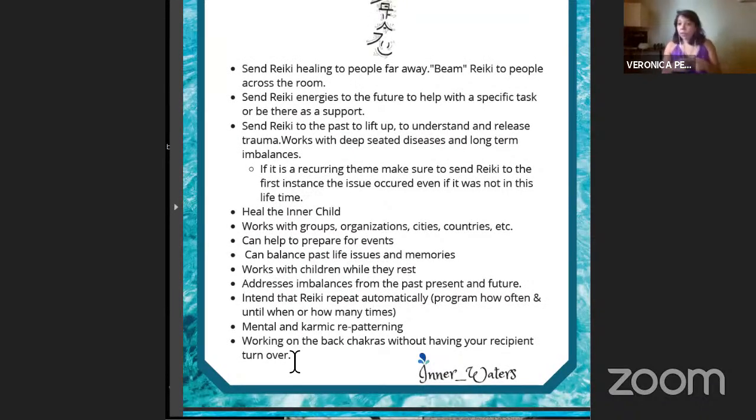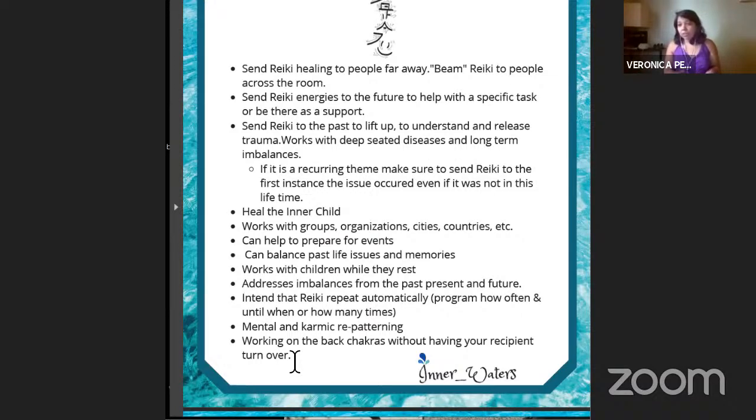So this is a big one. You can use Hon Sha Ze Sho Nen when you're working on a client or even on yourself and you don't want to reach to the back to place your hands in those hand positions. What you can do is use this distance symbol on the chakras and intend that the back chakras will come to the front. So that way you can just work on placing the hand symbols in the front.